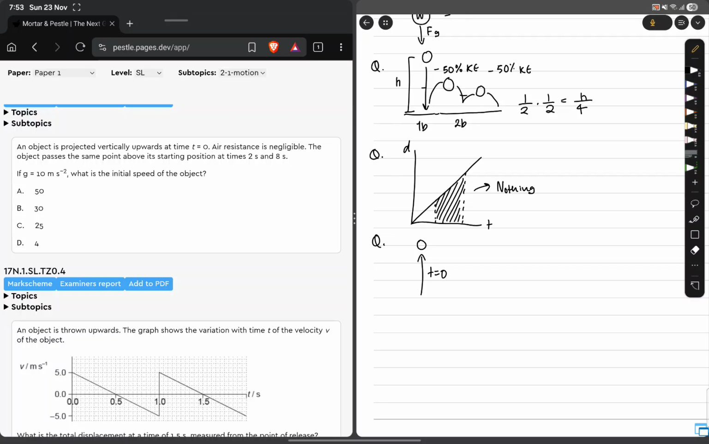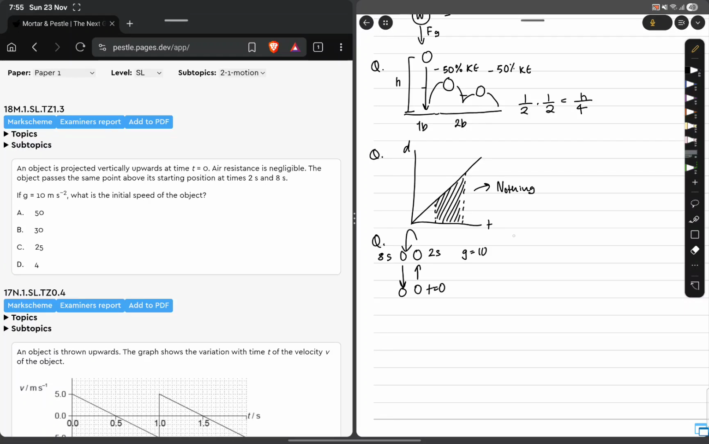So what it's trying to say here is that the ball is going up, and then at t0 it's going up. So at 2 seconds it's here, and then it falls back down at 8 seconds and goes back to the floor. Alright, so if gravity is 10, what is the initial speed of the object?